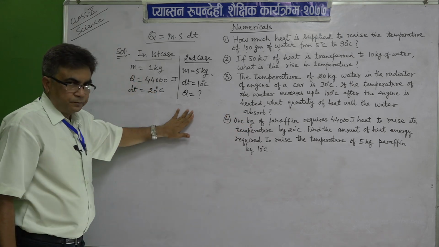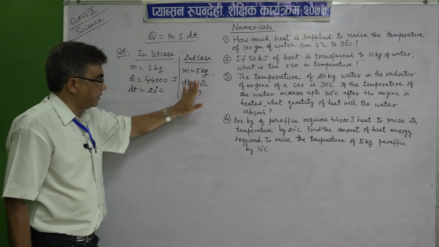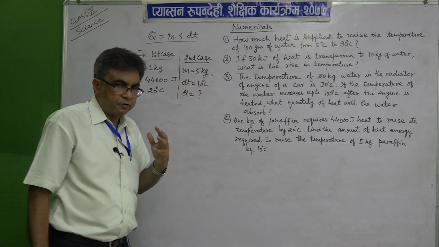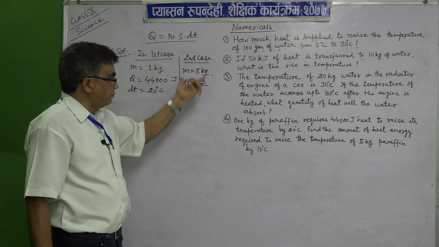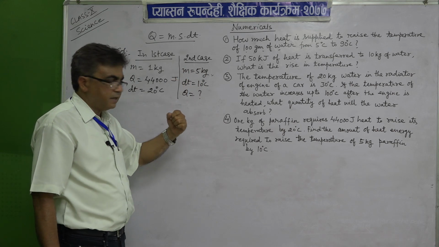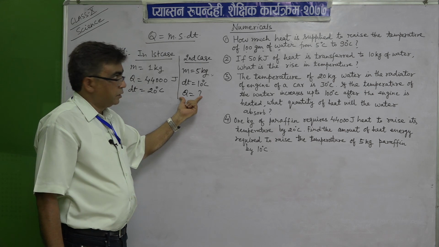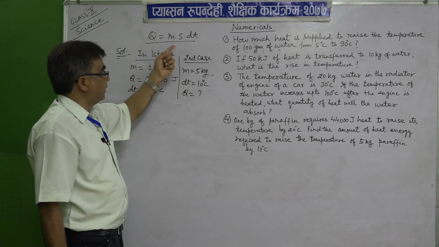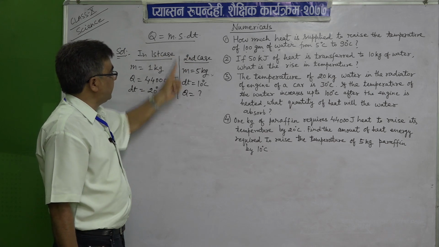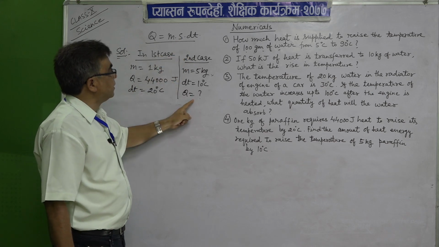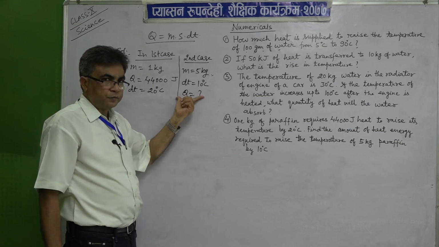If you will see, this is the part, the second case, where you have to find out the answer. Here m is given, mass is given, dt is given, and you have been asked q. So, if you look at this formula, 4 terms are there. Which one is missing? Yes, S is missing. In the second case, if you know S, then only you can find out q.